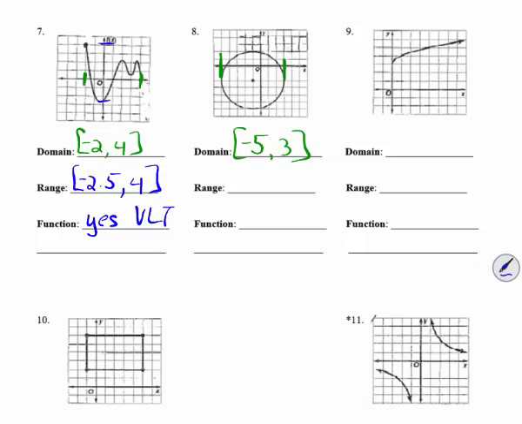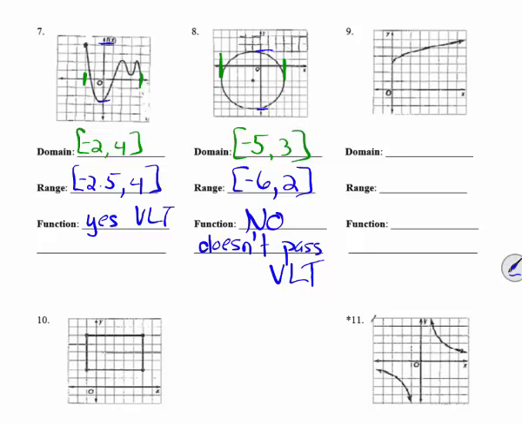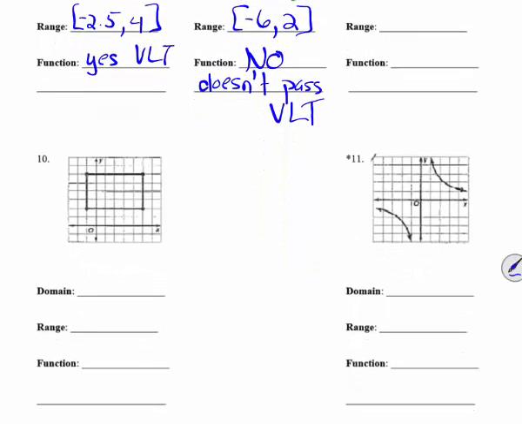And for my range, I need the highest, which is up here, and the lowest. So the lowest comes first. That's negative 1, 2, 3, 4, 5, 6. And the highest is 2. Is it a function? No. Doesn't pass vertical line test. All right, I actually want to do number 11 with you, and then I'm going to have you try 9 and 10 on your own.